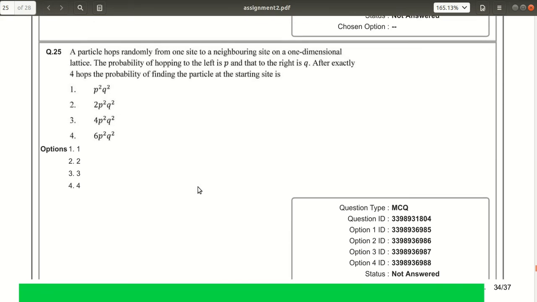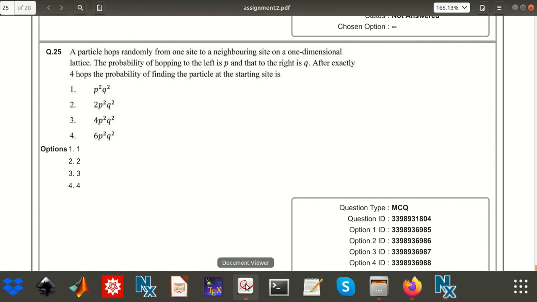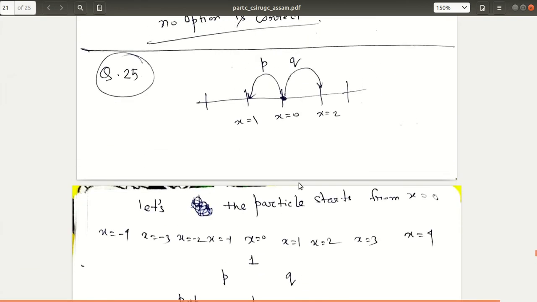Now the next question is basically a question from random walk. A particle hops randomly from one site to a neighboring site on a one-dimensional lattice. The probability of hopping to the left is p, and that of the right is q. After exactly 4 hops, what is the probability of finding the particle at the starting site? So we assume that the particle starts from x equal to 0, and the probability of going to the left is basically p, and the probability of going to the right is basically q.